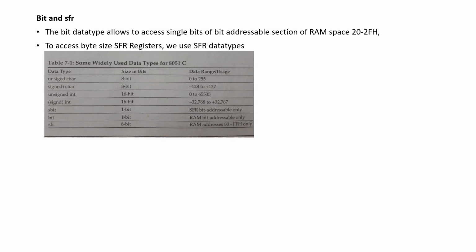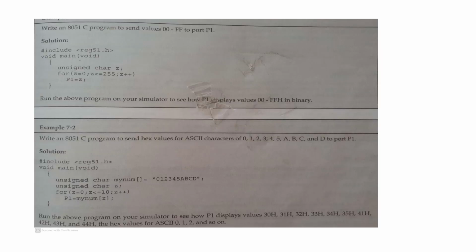Now the bit and SFR data types. The bit data type allows access to single bits of the bit-addressable section of RAM space, that is 20H to 2FH. The sbit is used to access single bits of special function registers. To access the byte-size SFR registers, we need to use the SFR data type. So sbit is used to access single bits of SFR registers, and to access 8 bits together, we need to use the SFR data type. Now we will see some programs of 8051.